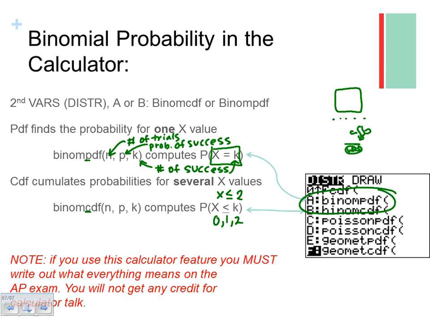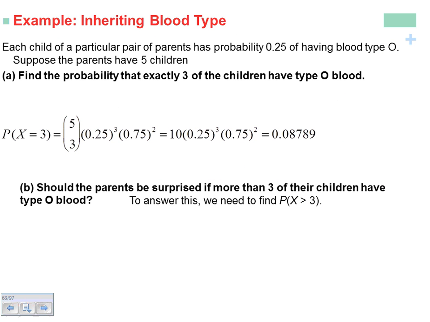And I always remember PK for the formula. I don't know if any of you guys have ever danced or seen dancers, but you have to make PKs when you're twirling, if you can envision me twirling right now, or not. Okay, so NPK is how I remember. The N is the number, and then you go PK, PK. Again, if you are using this calculator feature, you must write out what everything means. Tell me what you're doing on the test and on the AP exam, or you will not get any credit for your calculator talk.